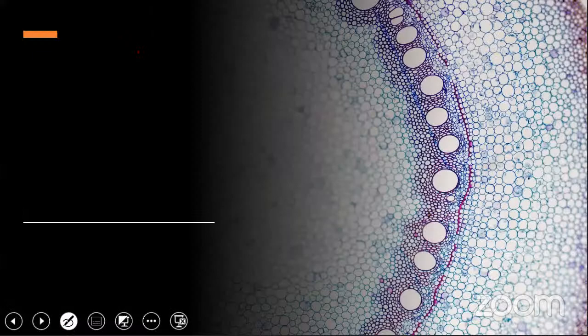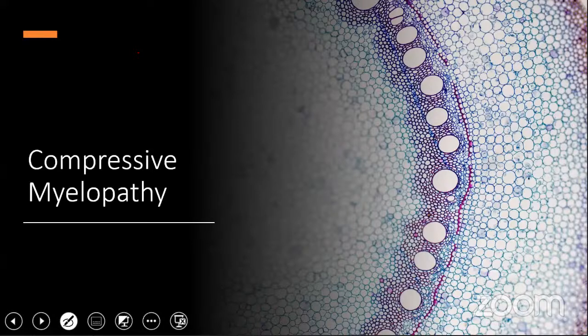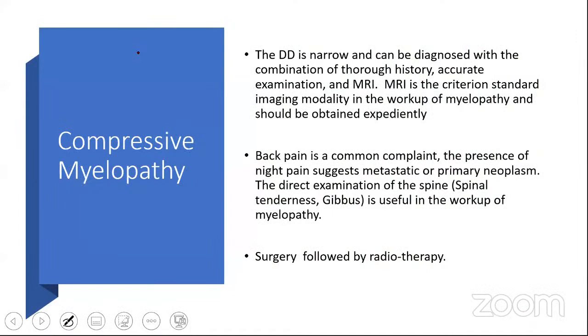And so let's look at the compressive myelopathy. Compressive myelopathy means tumors. Just listen to me. The compressive myelopathy is divided into extradural compression, intradural extramedullary, and intramedullary. The extradural compression is mainly because of infections, that is Pott's spine or osteomyelitis or epidural abscess. There may be bacterial or fungal infections which can cause this.